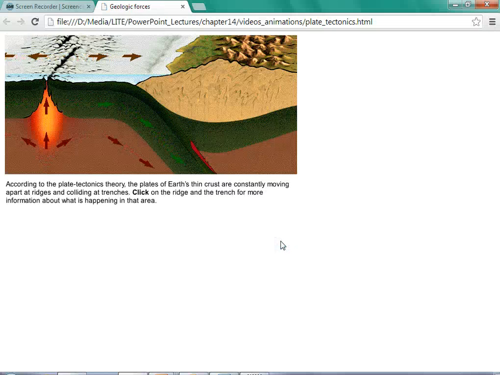All right, so according to the plate tectonics theory, the plates of Earth's thin crust are constantly moving apart at ridges and colliding at trenches. Click on the ridge and trench for more information about what is happening in that area.